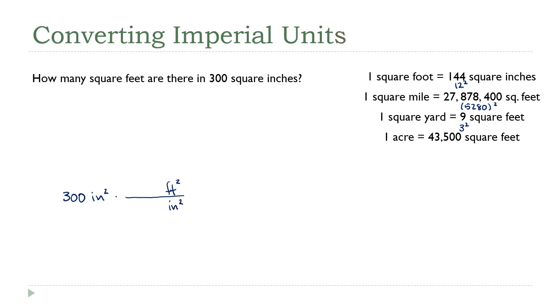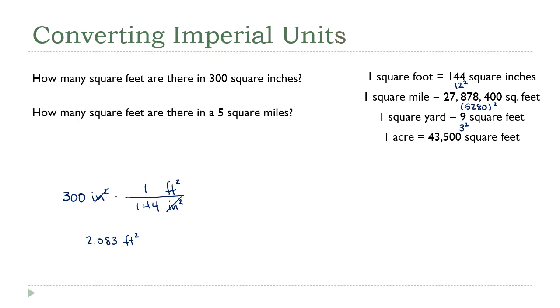Now, look at our conversion factor. 1 square foot is 144 square inches. Now go to your calculator, the square inches cancel. 300 divided by 144 is 2.083, and the only units that are left are square feet, which is what we wanted.